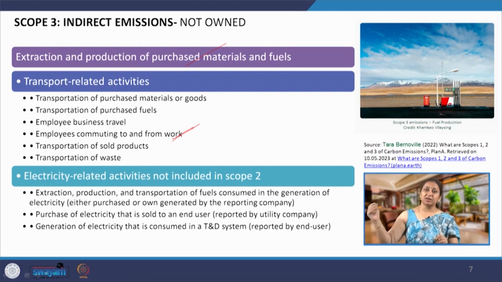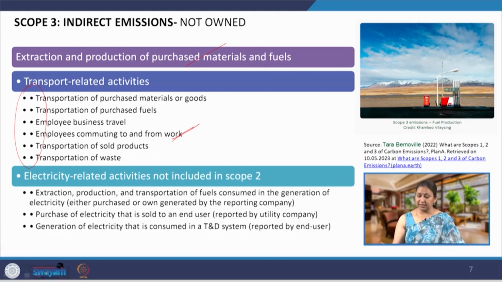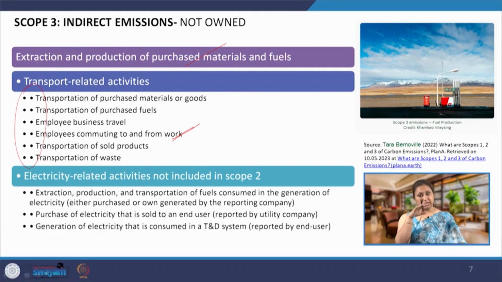So, the third party which is providing the service to me, though it is just on rent, the direct emissions resulting from that third party are also going to accrue here under my scope 3 indirect emissions. That is what we are talking about. Transportation of sold products, transportation of waste, so all the transport related activities which are leased, which are not directly under the control of the company, will all be added to scope 3 emissions. This is part of the value chain, both upstream and downstream.